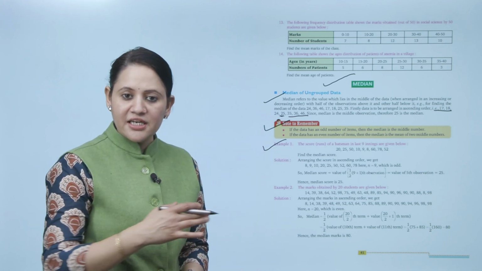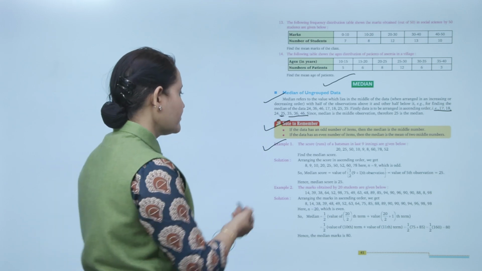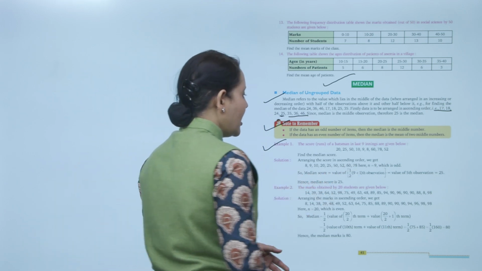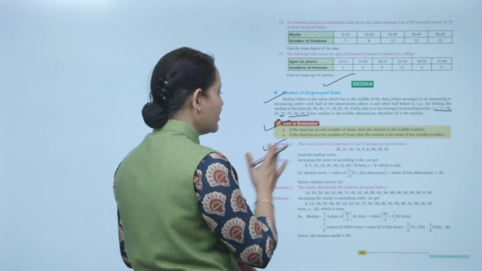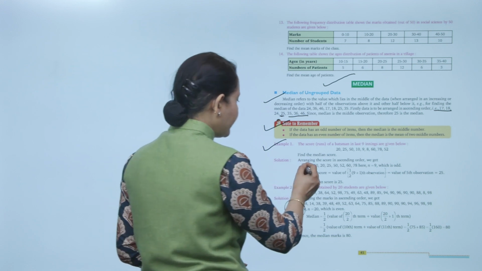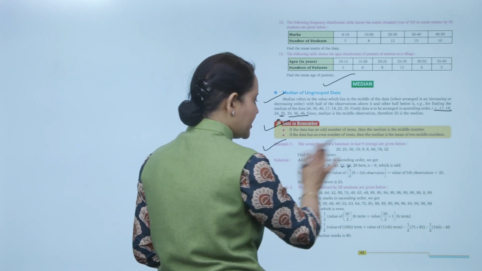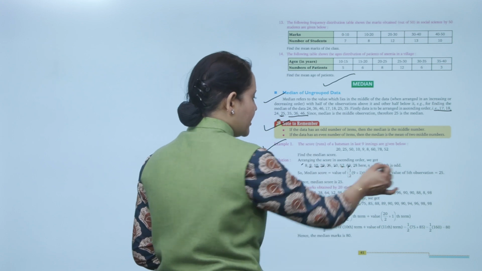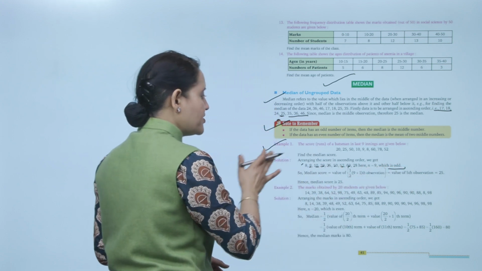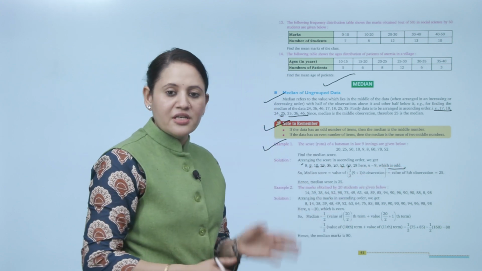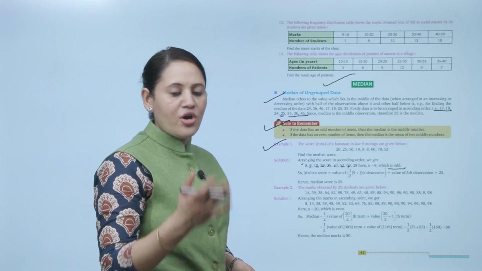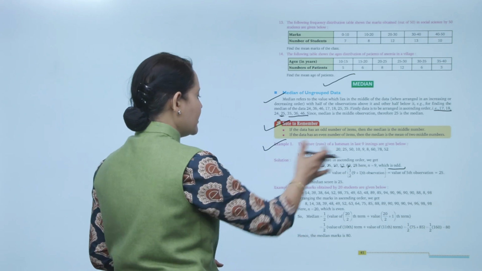First, we'll arrange the data in ascending order like this, and then we'll find out the number of observations. So, the number of observations: 1, 2, 3, 4, 5, 6, 7, 8, 9, because it is 9 innings. So, that is 9. It is odd. So, for the median, first we have to find out whether the given number of observations is even or odd. So, here it is 9.